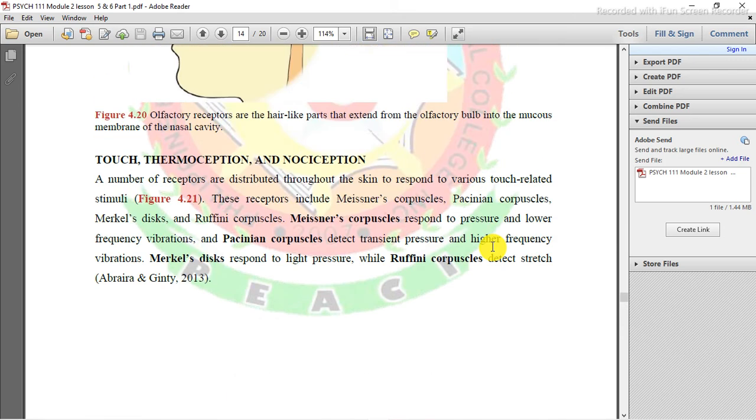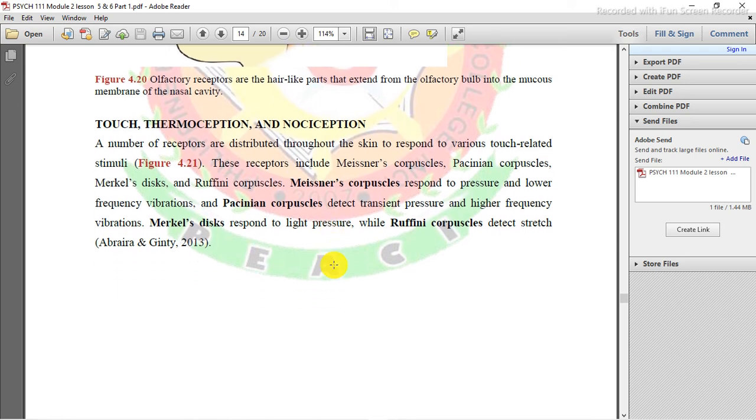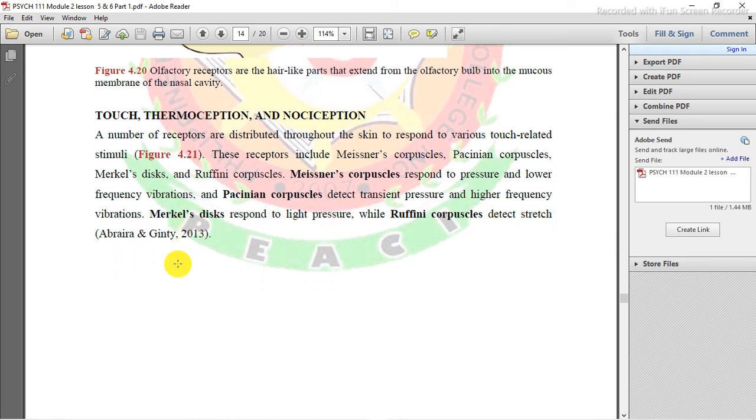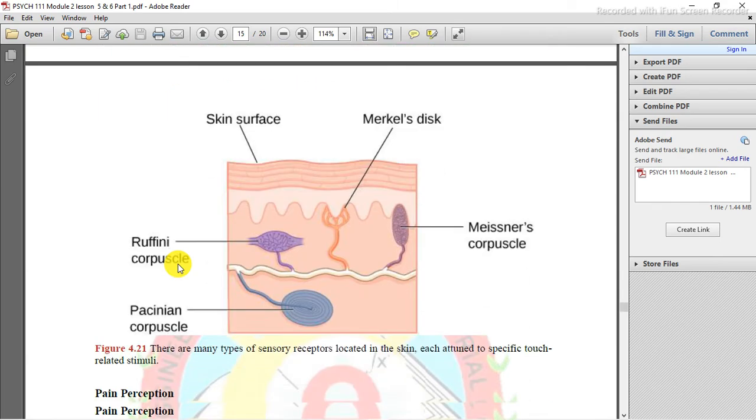Balikan, basahin mo natin yung function. Pacinian corpuscles detect transient pressure and high frequency vibration. Siya yung nakaka-detect niyan. And Merkel's disc is for light pressure, and Ruffini's corpuscles detect stretch. Pag may mga stretch tayo, okay?